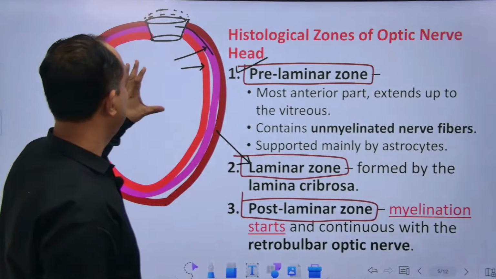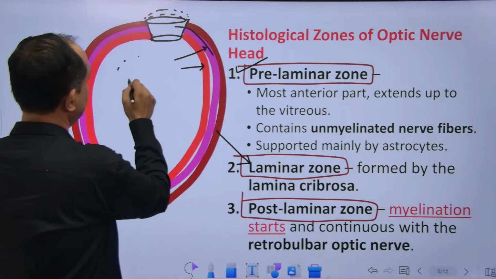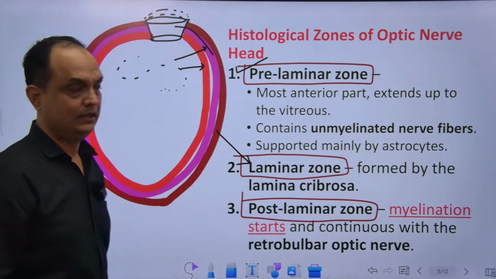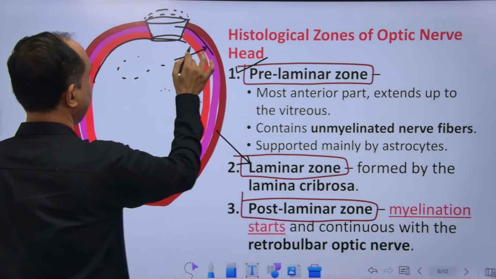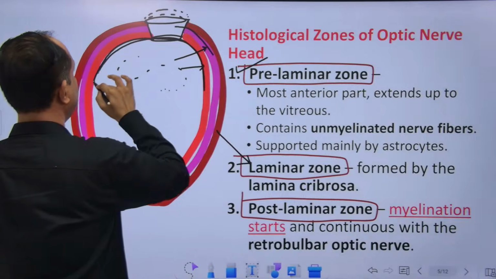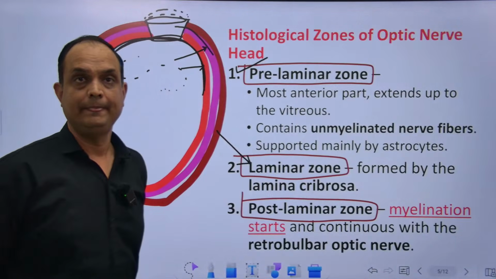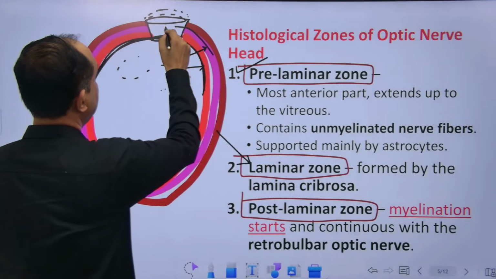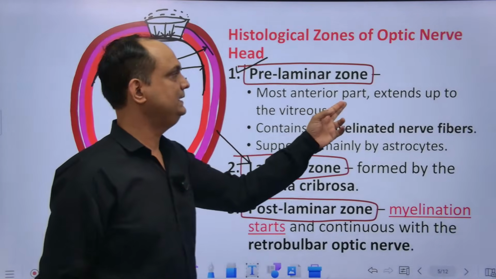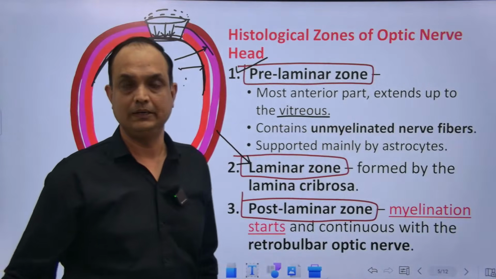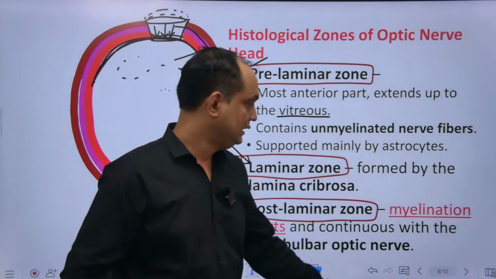Clear? Now, dear students, there is one more thing to understand. Here is the vitreous chamber. The membrane which is present here is known as the internal limiting membrane. This internal limiting membrane separates the vitreous humor from the optic head. So the prelaminar zone extends anteriorly up to this limiting membrane, and this limiting membrane separates it from the vitreous humor.